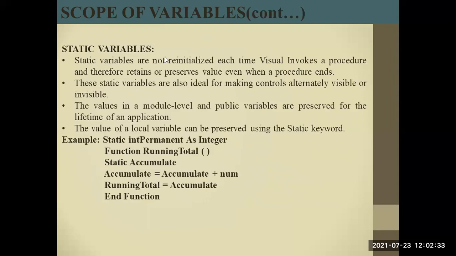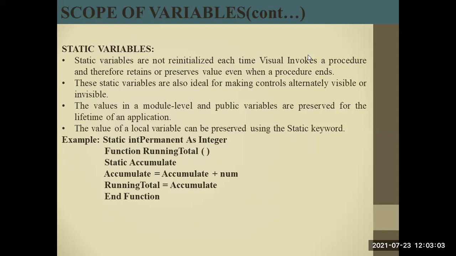Now there is a second type of variable scope, which is called static. Static variables are not reinitialized each time the function or procedure is called. Therefore, they retain or preserve their value even after the procedure ends. This is a very special type of variable whose value is initialized only once. It will not be initialized every time the function is called, so its value will be returned and should not vanish.